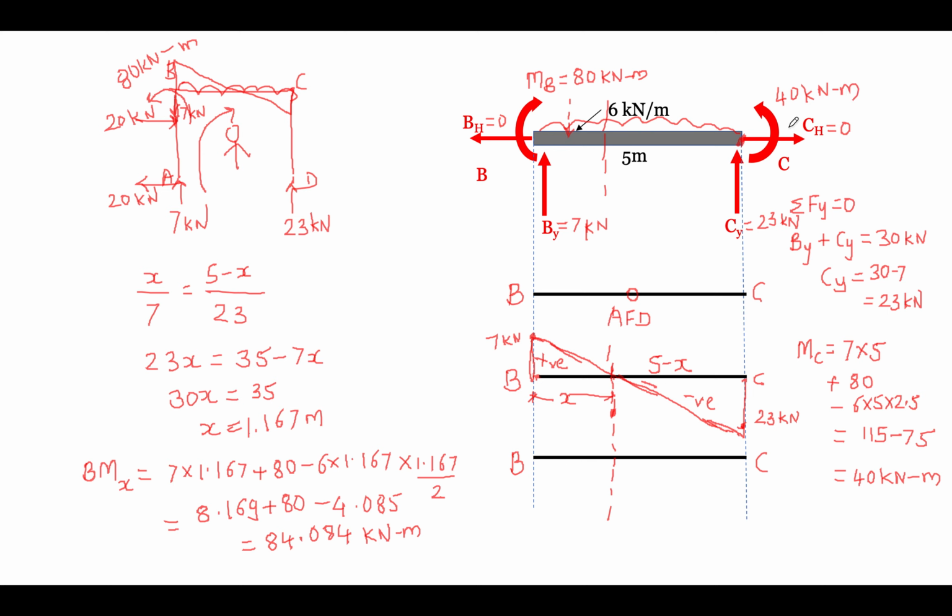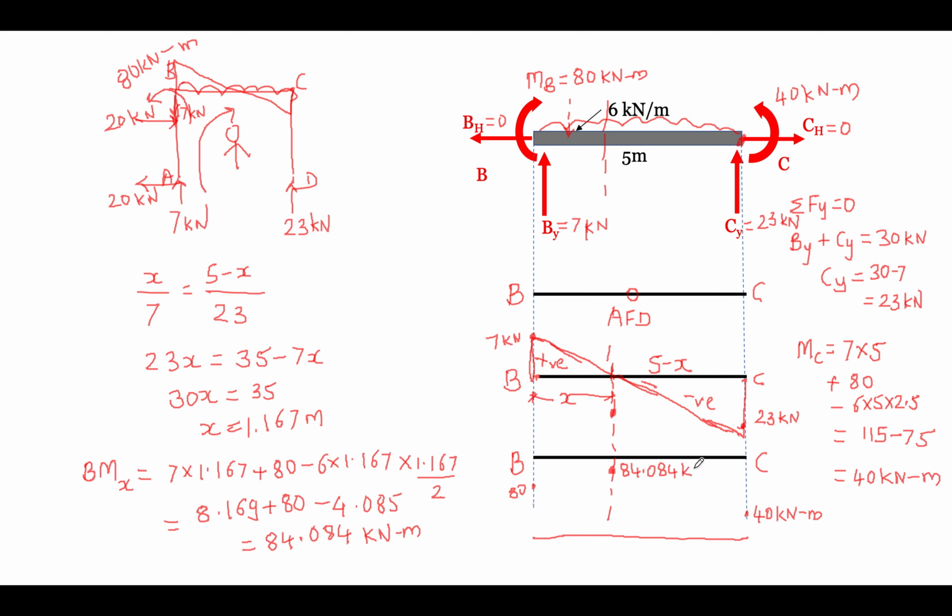So here we have drawn the shear force diagram. We are done with the shear force diagram, so let us plot the bending moment diagram. As there is less space, I am just drawing a line over here. So here this is 80. Let me draw here 80, because we have got MB as 80. Then moment at C is 40. We got it as 40 kilonewton meter, and the maximum bending moment is 84.084.